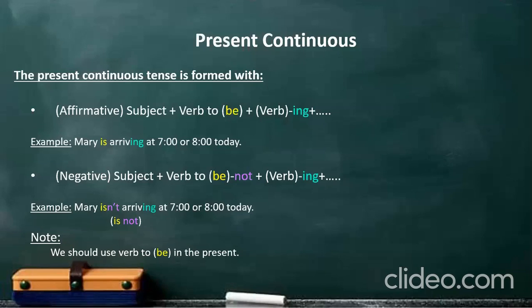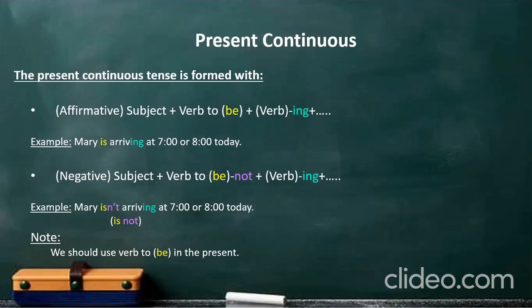So you should use the correct form of verb to be as a helping verb and the main verb in a continuous form. That means you should add ing to the base form of the verb, which reinforces the idea that this action is continuous and in progress. And then you can add your object or the complement of this sentence.